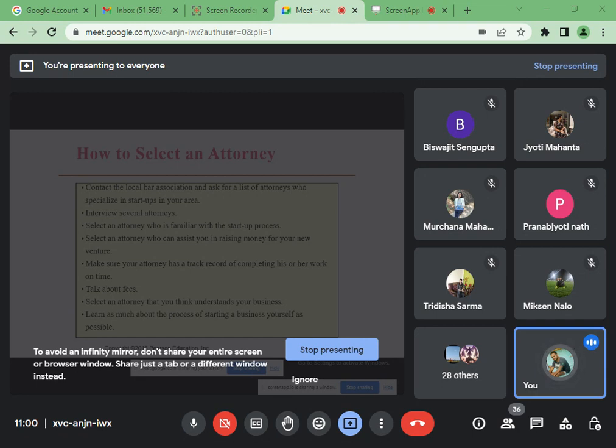At the very beginning, we have to contact the local bar association and ask for a list of attorneys who specialize in startups in our area. In the area where we are going to start our business venture, we should contact the local bar association of that area and ask for a list of attorneys who specialize in startups there. Interview several attorneys. We don't have to go for just one attorney. We have to interview several attorneys, and only then select one. And we have to select an attorney who is familiar with the startup process.